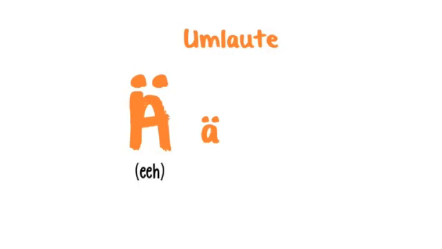Now let's have a look at the special letters called Umlaute. There are exactly 3 of them. The first one looks like this. It's an A with a double dot above the A. We call it Ä, or A Umlaut. A Umlaut is pronounced like the E in the word melon or the A in the word hair.